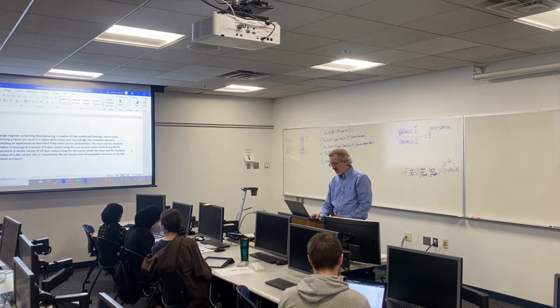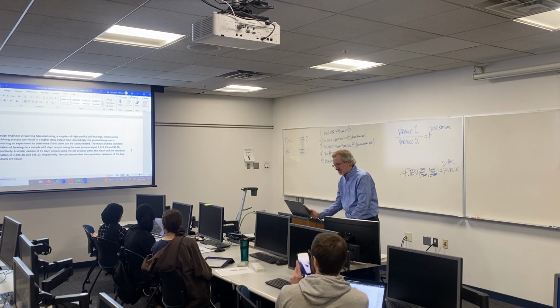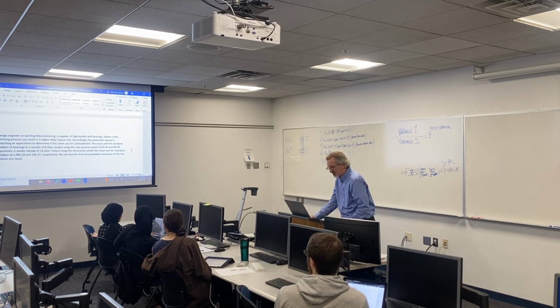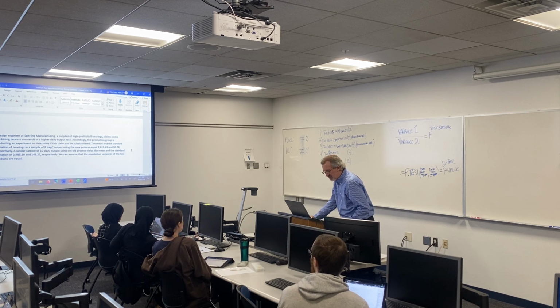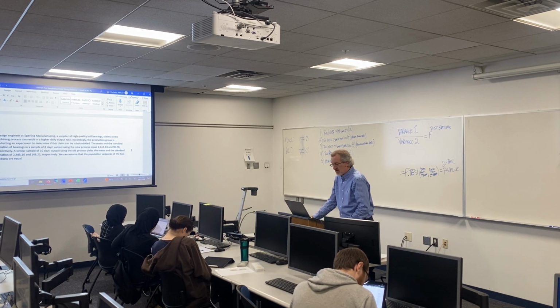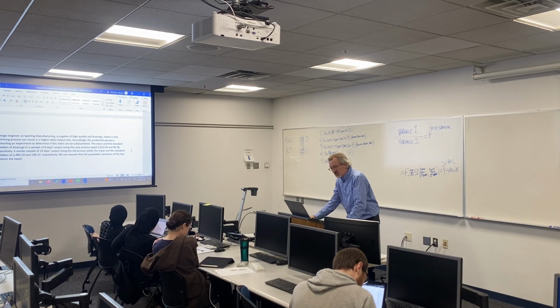A design engineer at Sterling Manufacturing, a supplier of high-quality ball bearings, claims a new machine process can result in a higher daily output rate. Here we go, output rate, how many? According to the production group conducting the experiment to determine that the claim can be substantiated. By the way, the claim is that the new machine process can result in a higher daily output rate.